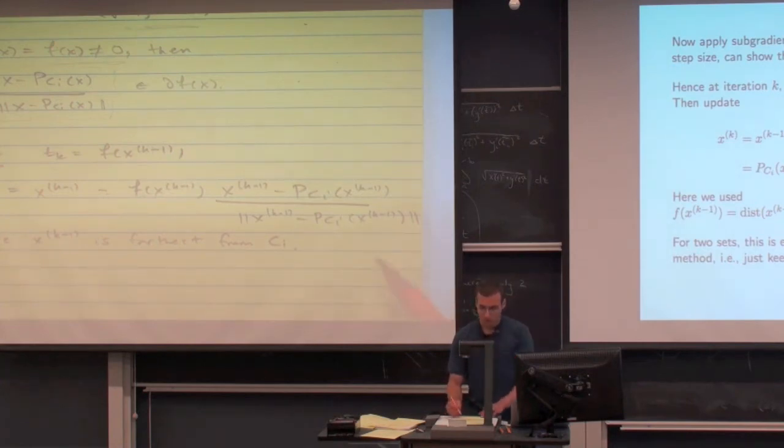But now, let's look at this. f(xk minus 1) in the denominator here, the function value at the previous iteration, is equal to the maximum distance of xk minus 1 to all the sets. Look, we chose Ci because it had achieved the maximum distance.